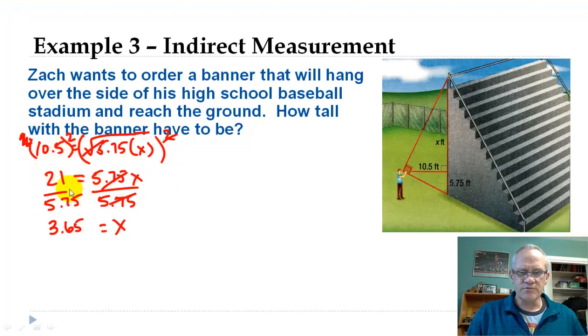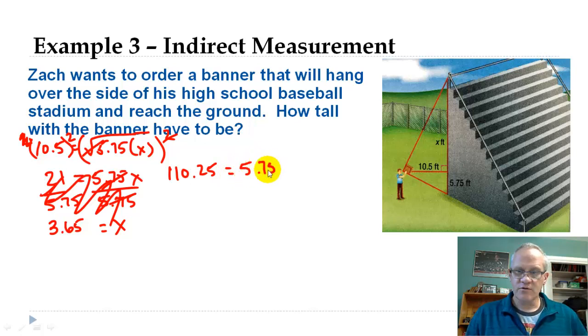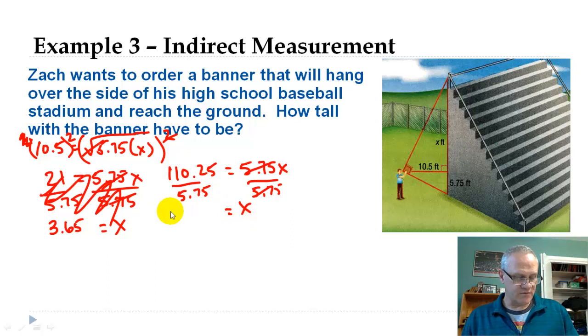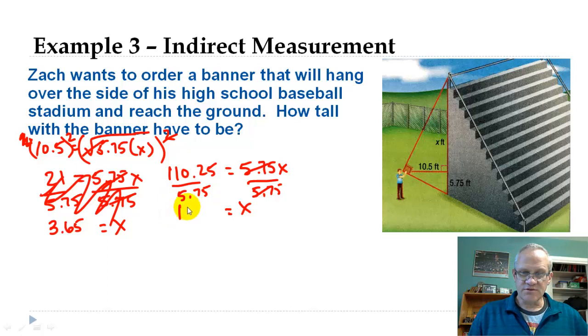And so I'm just going to redo it over here. So this is going to be 110.25 equals 5.75x. That's much better. And divide by 5.75. Now we get an answer that makes sense. So it's 110.25 divided by 5.75. So that's going to be approximately 19.17. That makes more sense.